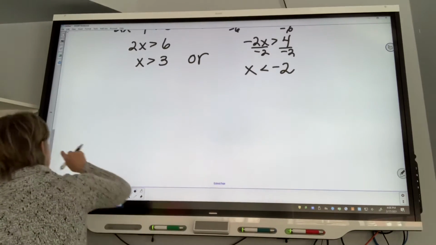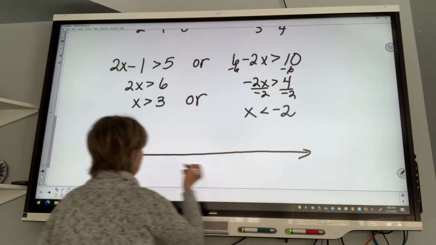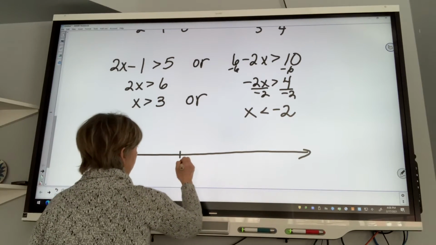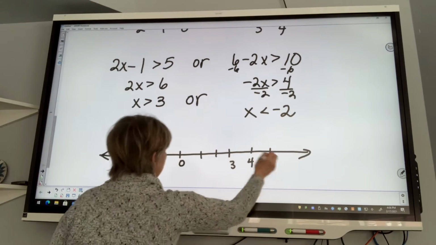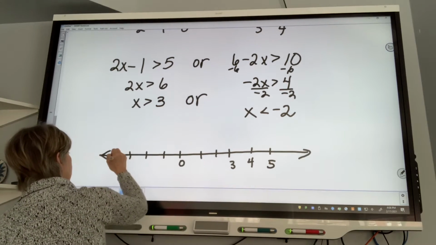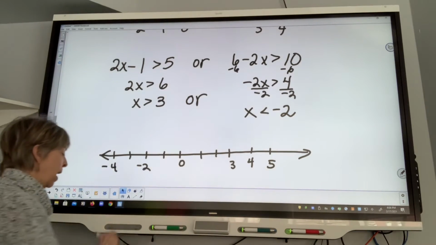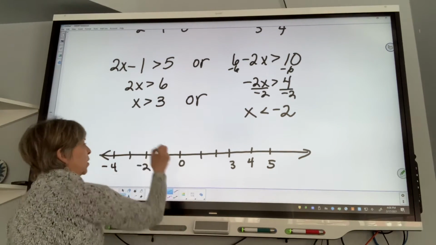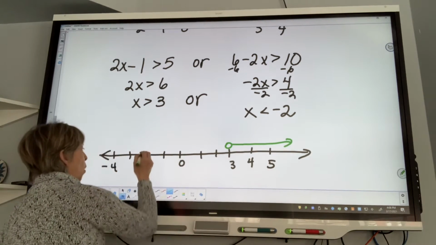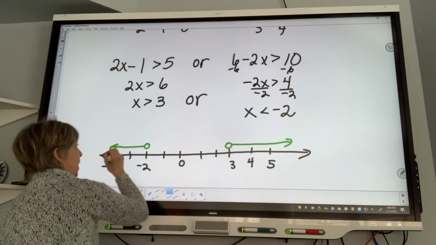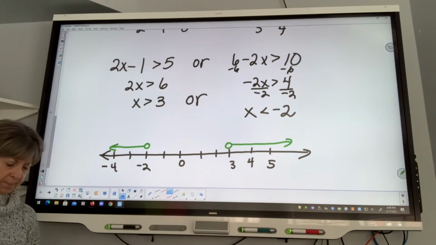Now, I do want you to graph this solution set. So this is just what we were doing. Here's 3, 4, 5. Here's -1, -2, -3, -4. Okay, so my final solution is going to be anything greater than 3 or anything less than -2. Are we okay with that?